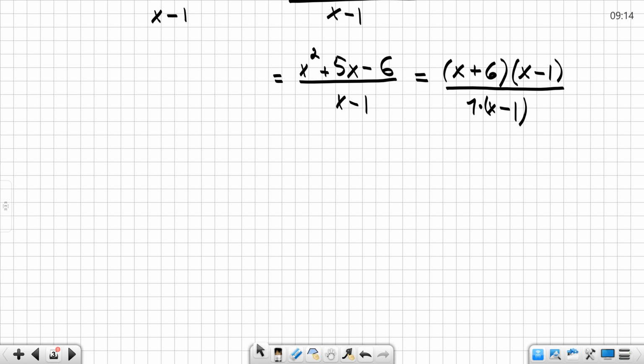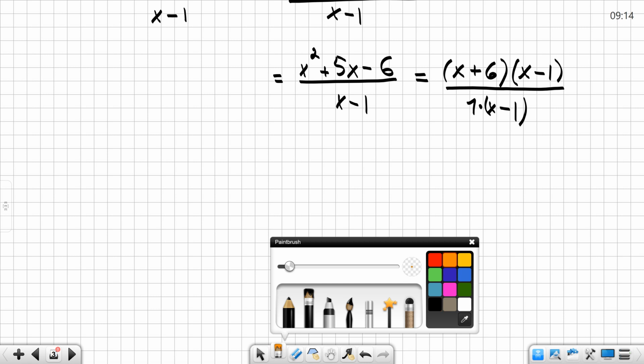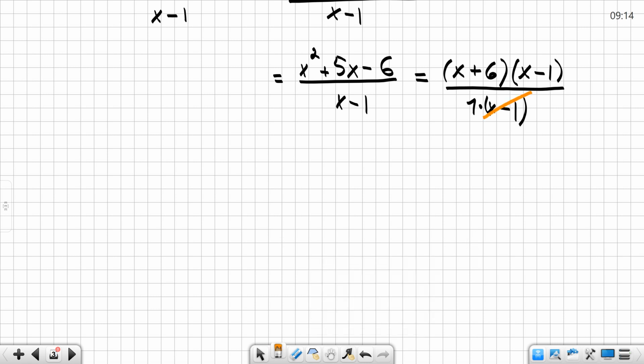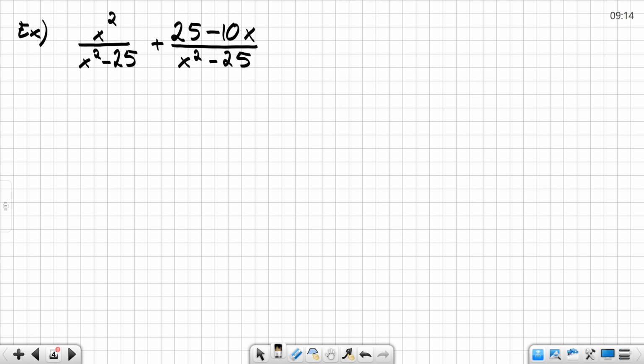I'm writing this weird one that hopefully doesn't look like a 7 to you. So what I now can do, I see that there was a factor of x minus 1 in the top and the bottom. And I can cancel this out. And I'm left with x plus 6 over 1. Of course, I don't need to write this over 1 down there. I can just write x plus 6. Let's do another one. One more with addition, and then we'll do one with subtraction.